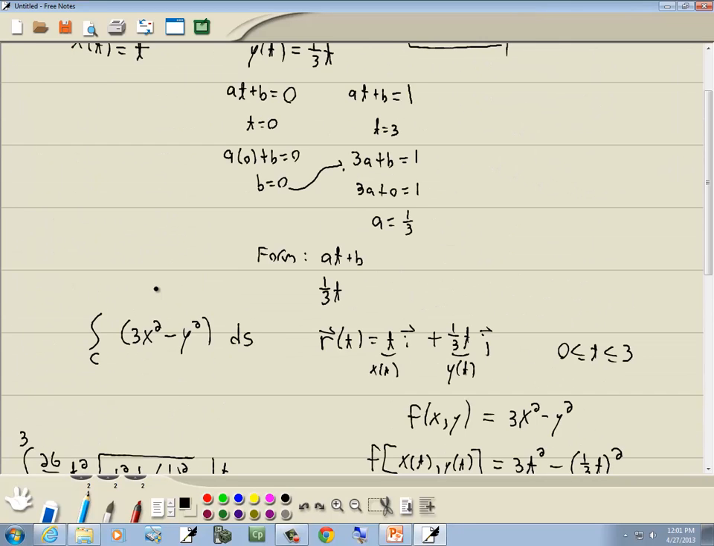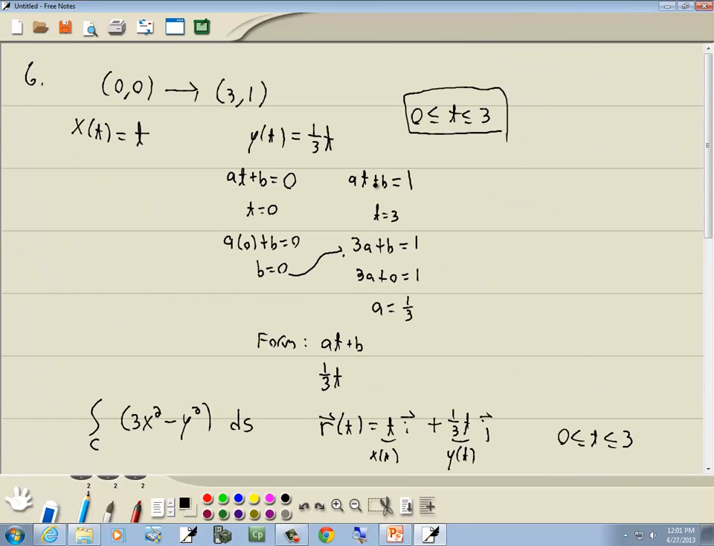Let me double check everything here. Okay, if I have t here, if I put 0 in, that gives me my first x value. Put 3 in, gives me my second x value. Works. Okay, if I put 0 in here, 1/3 times 0 is 0, my first y value. Put 3 in. 1/3 times 3 is 1, my ending y value. Okay, that works.